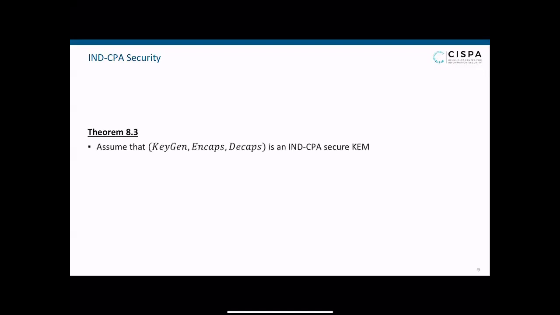We have the following statement, or the following theorem. Let's assume that keygen, encaps, decaps is an IND-CPA secure KEM, and that Enc, Dec is an IND-secure private key encryption scheme. It doesn't even have to be IND-CPA secure, right? Because, spoiler, we only use the key once. So this just has to be IND-secure, not even IND-CPA. Let's maybe write that explicitly here, not even IND-CPA.